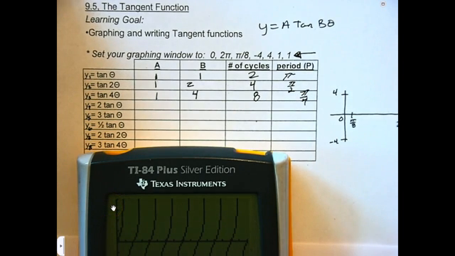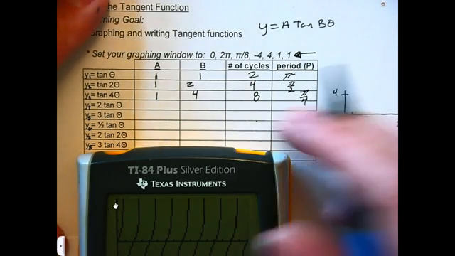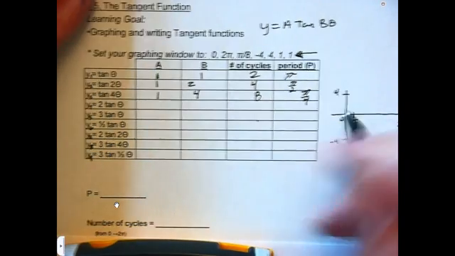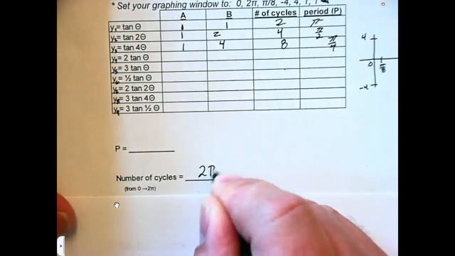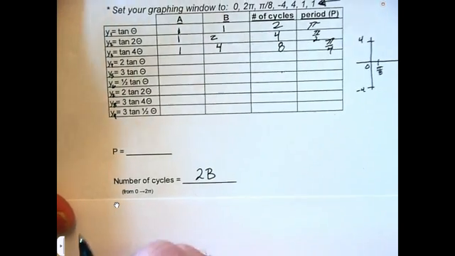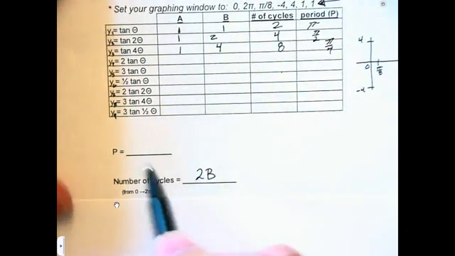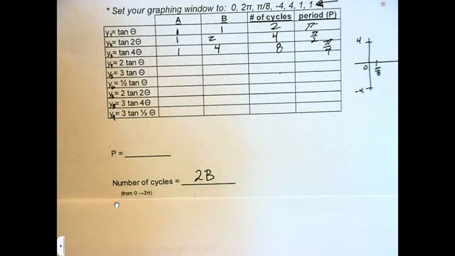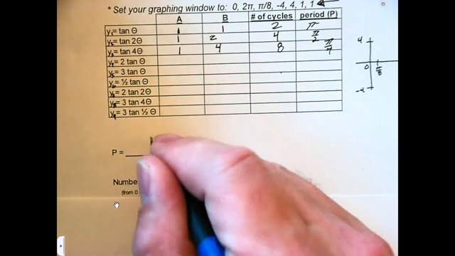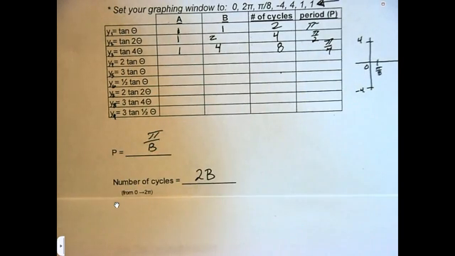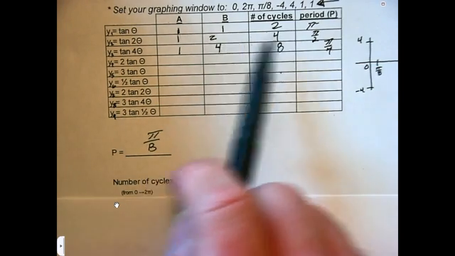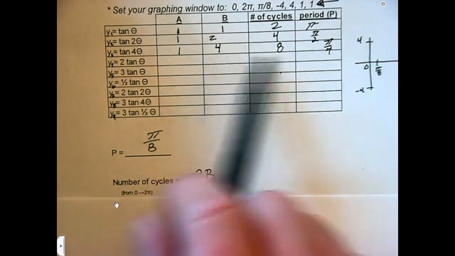Is anyone starting to see the patterns? I know Walsh saw one of them. It appears as though the number of cycles is always 2b. Just multiplying b by 2 every time. Anyone figure out the pattern with the period yet? Yeah, it's pi over b. Okay. Taking pi, dividing it by b. Pi divided by 1, pi divided by 2, pi divided by 4.